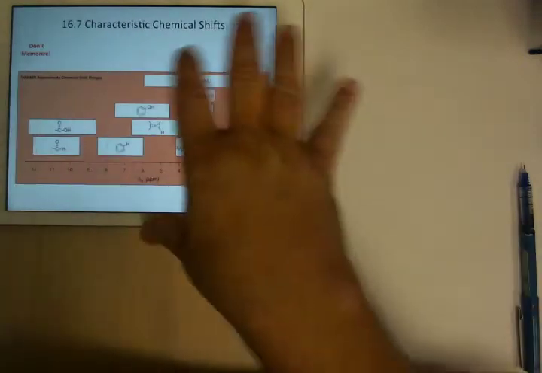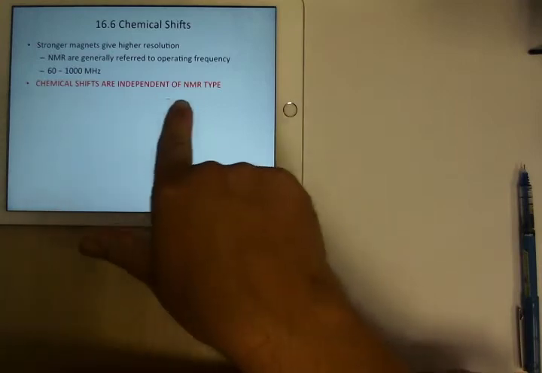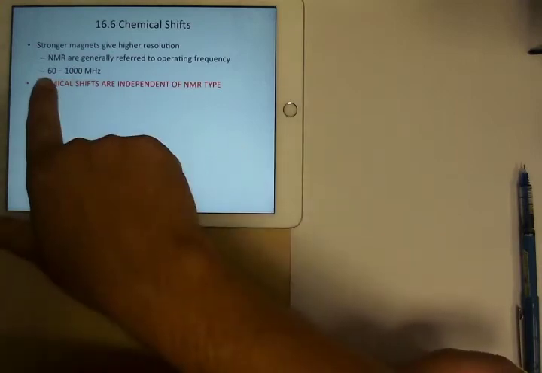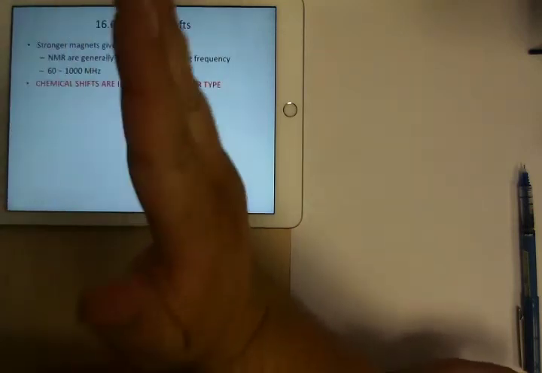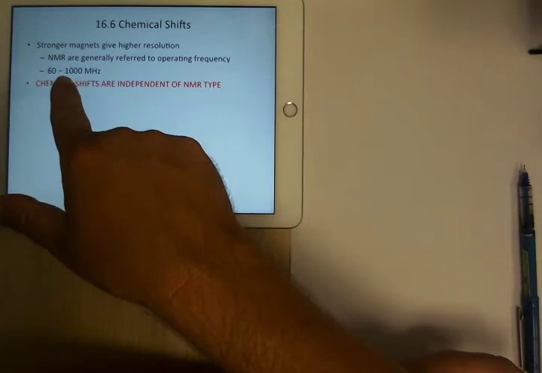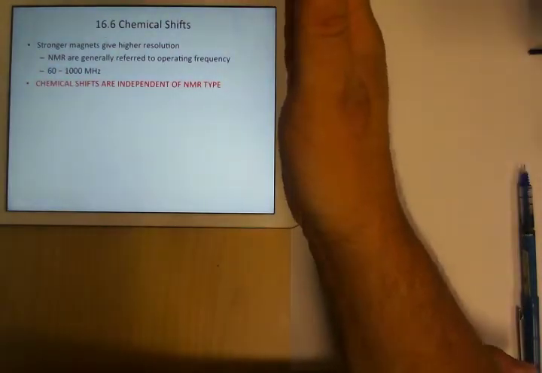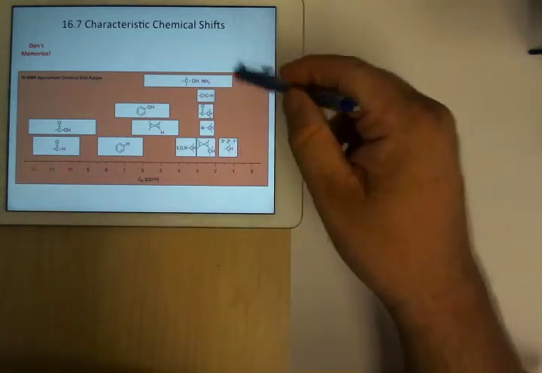Okay, but the chemical shifts are independent of the NMR type. If you run a 60 megahertz NMR, that peak will be at 2 parts per million. If you run it in a gigahertz NMR, it's still going to be at 2 parts per million. Okay, and with the chemical shifts, you typically see this chart. This is the chart I'll give you on the test. You don't need to memorize it, but just be familiar with it.